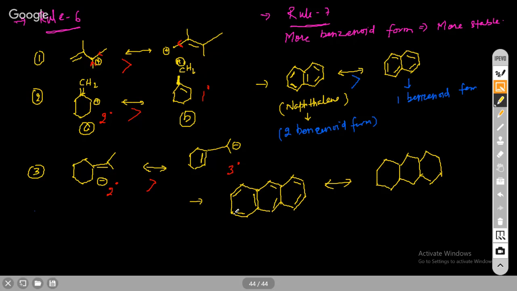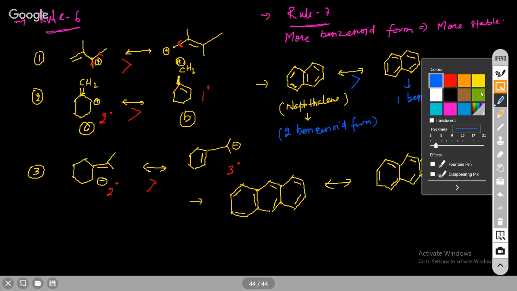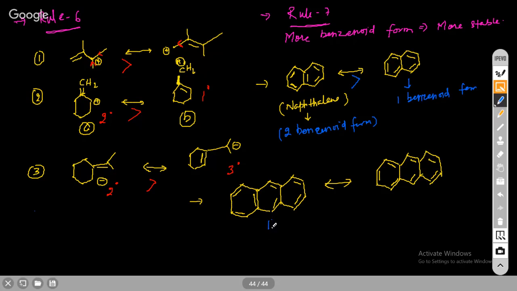Okay. And when you draw the resonating structure of this, you will get 1, 2, 3, 4, 5, 6, 7. Okay. So in this, the number of benzenoid forms is what? The number of benzenoid forms here and here. Can you tell me?